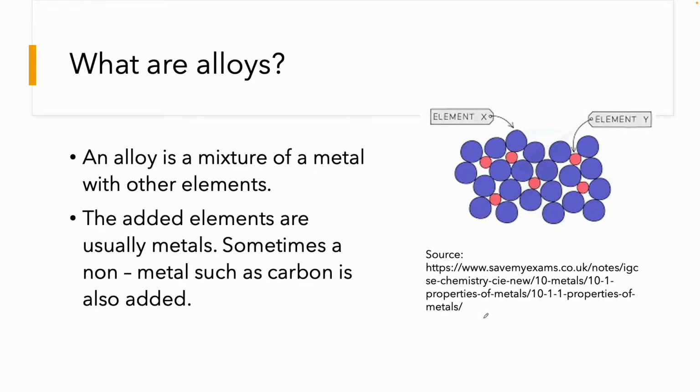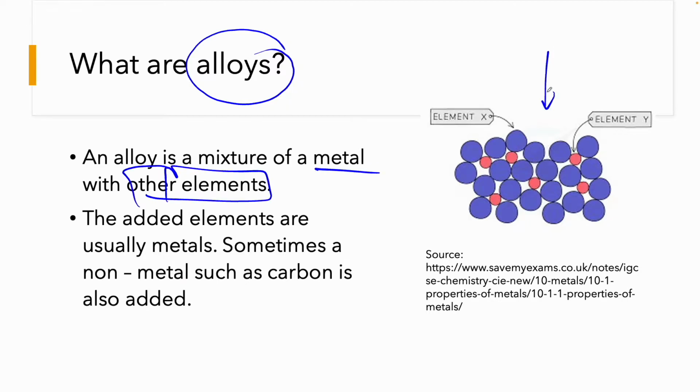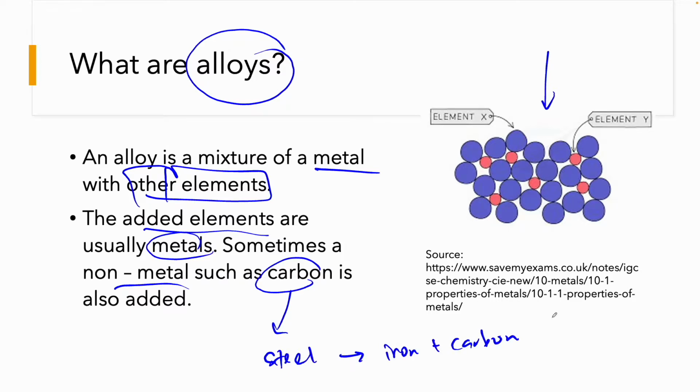Before we go on to the next question, we will need to know what an alloy is. An alloy is a mixture of a metal and other elements. Over here we have a diagram to illustrate how the atoms of different elements are arranged in an alloy. You have element X and element Y, and the atoms are of a different shape. The added element is usually a metal. Sometimes we can add non-metals such as carbon. For example, steel is just iron plus carbon. That is an example of an alloy.